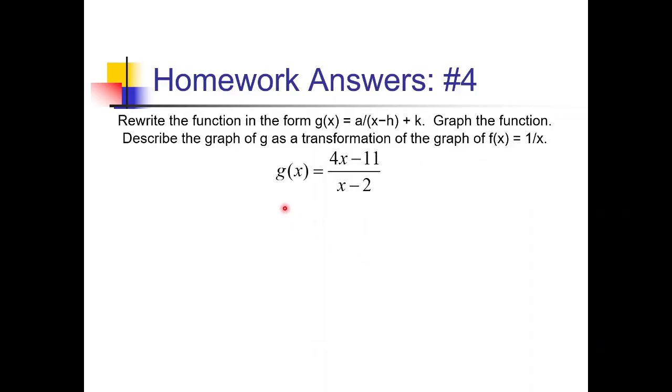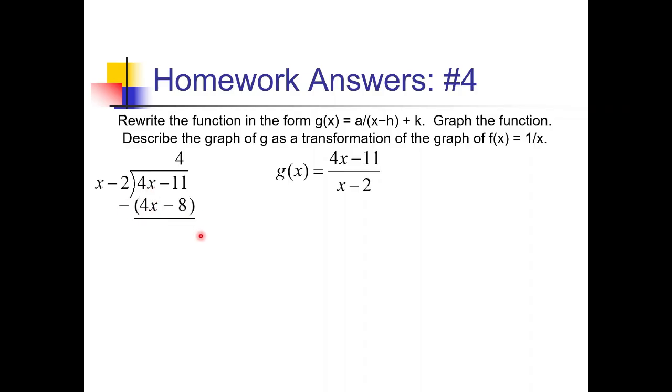For this problem, they want us to rewrite this in transformation form and then graph it. So we're going to do that by using long division on this g function. So I have 4x minus 11 over x minus 2. Dividing the x into 4x here, that's going to be 4, which I'll put in the constants column. Multiplying that back out, we've got 4x minus 8.